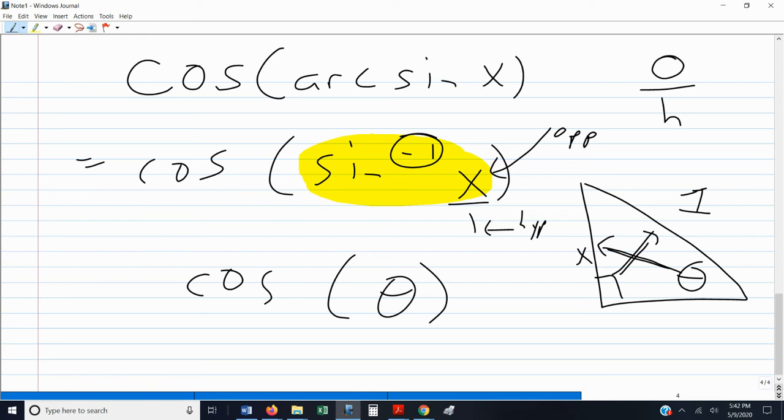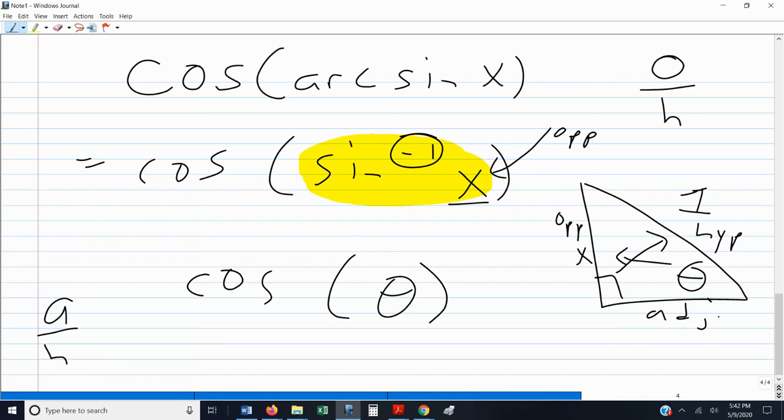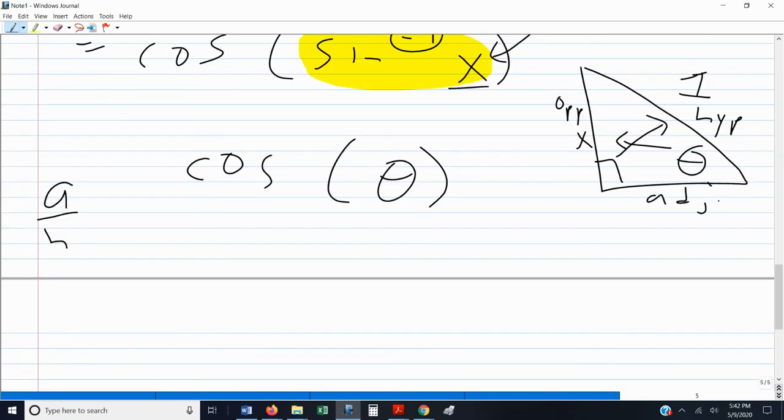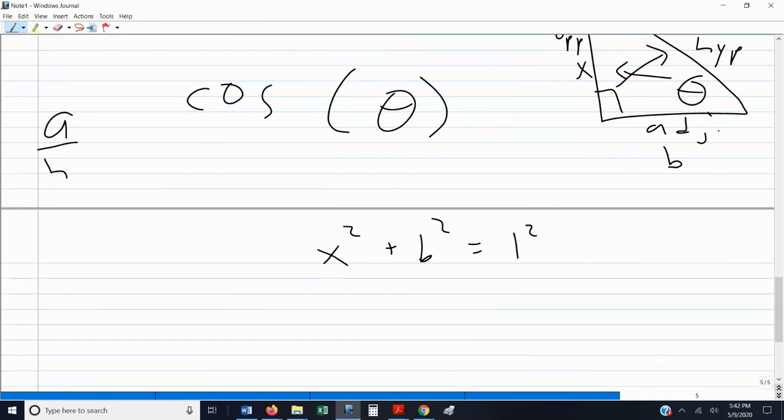So what is the formula for cosine? Adjacent over hypotenuse. And so if we label, this is theta, so this is going to be opposite, and this is going to be hypotenuse. And so if we are looking for adjacent over hypotenuse, the adjacent is down here, and we don't know that, but how would we find that? We would again do the Pythagorean theorem. So I'm going to label that b, and we have x squared plus b squared equals 1 squared.